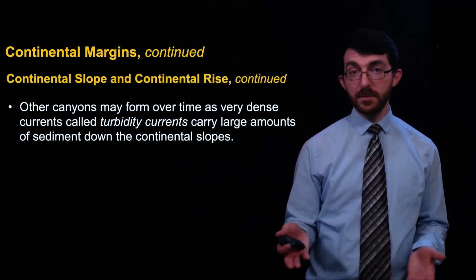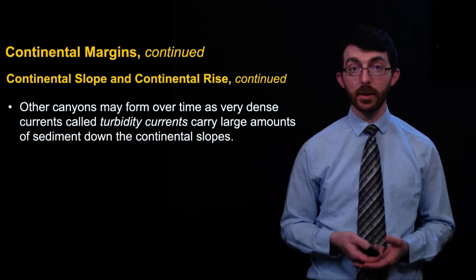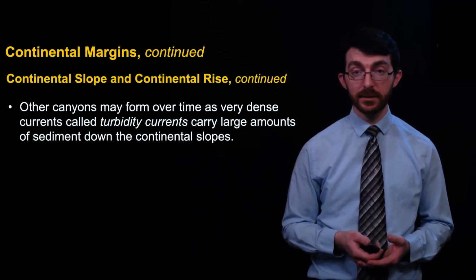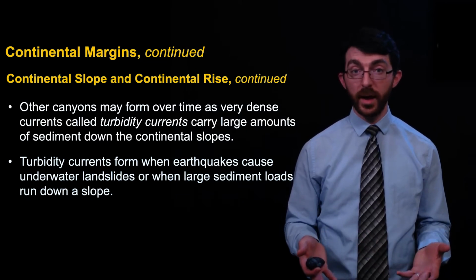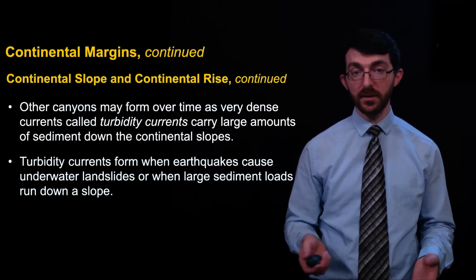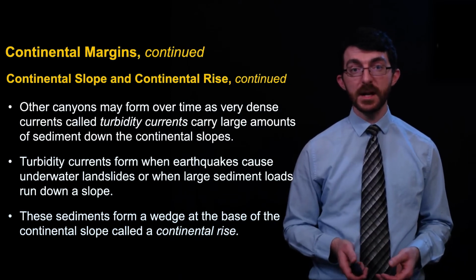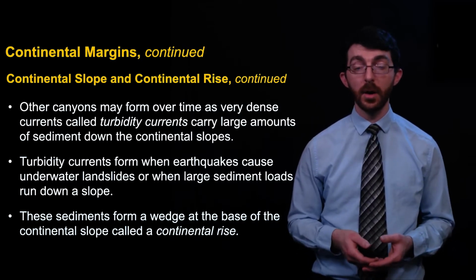Other canyons may form over time as very dense currents called turbidity currents carry large amounts of sediment down the continental slopes. Turbidity currents form when earthquakes cause underwater landslides or when large sediment loads run down a slope. These sediments form a wedge at the base of the continental slope called a continental rise.